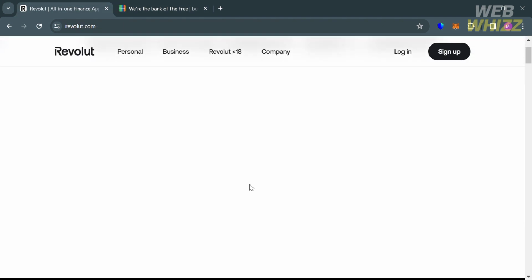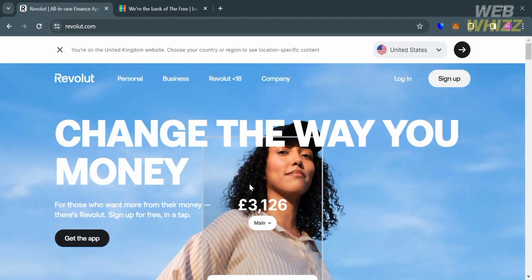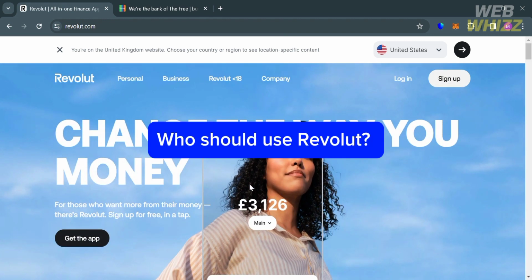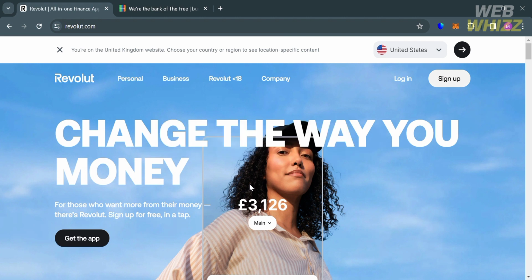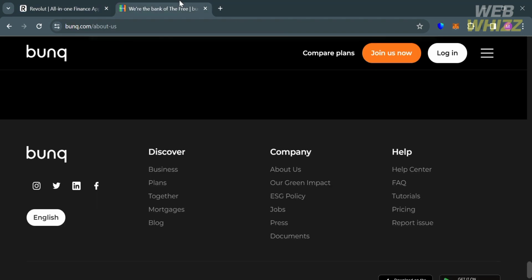But the question is, who should actually use these platforms, Revolut and Bunq? Well, if you frequently travel or engage in transactions involving currency, Revolut is the choice for you, since it supports 35 countries and 150 currencies, offers travel and medical insurance, access to airport lounges, and even provides cashback. Additionally, if you're interested in trading stocks, cryptocurrencies, commodities, or ETFs, Revolut allows you to conveniently do so within the app. Well, what about Bunq?